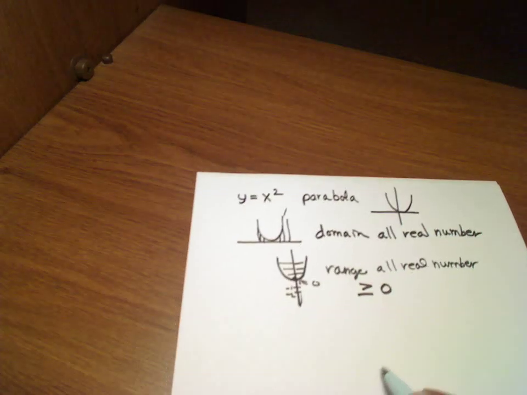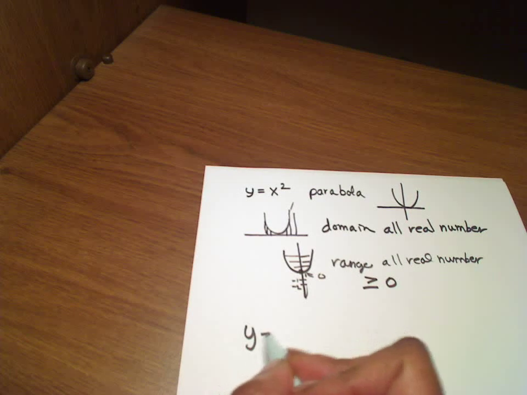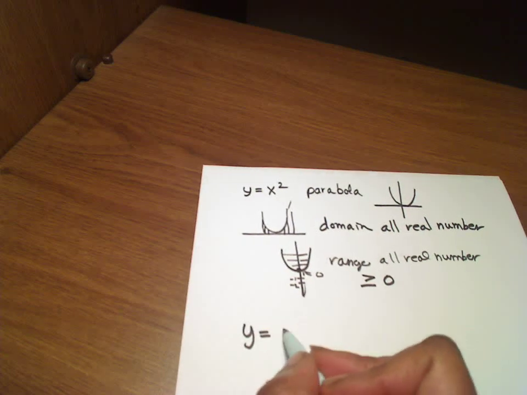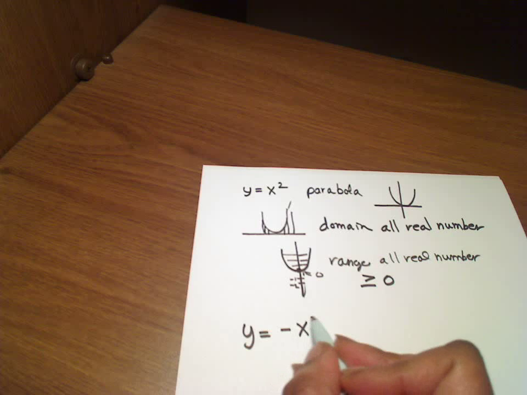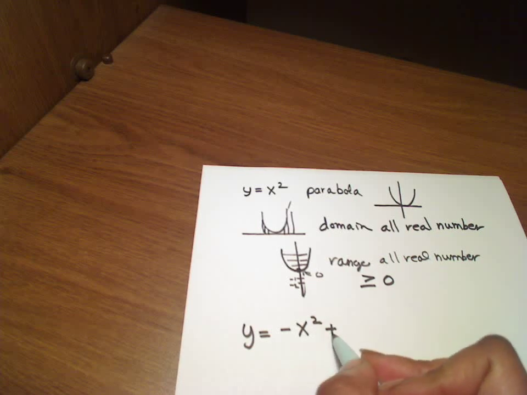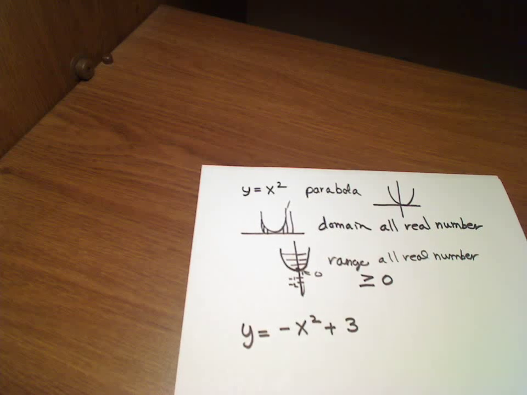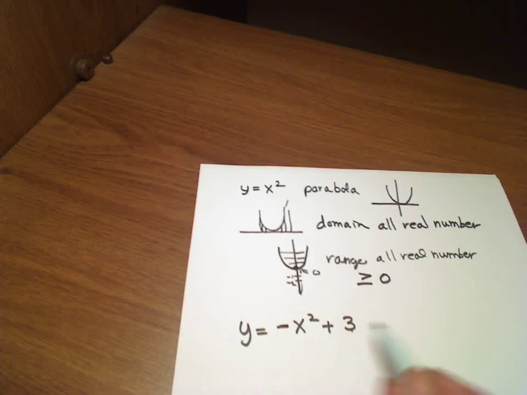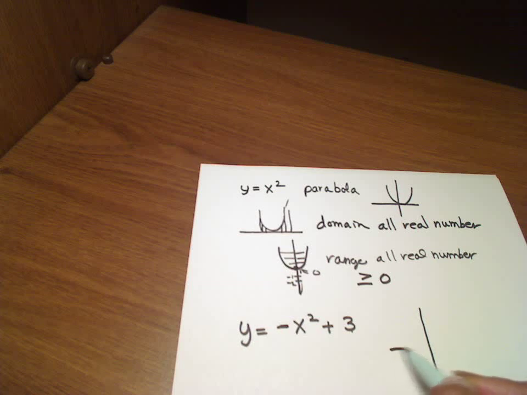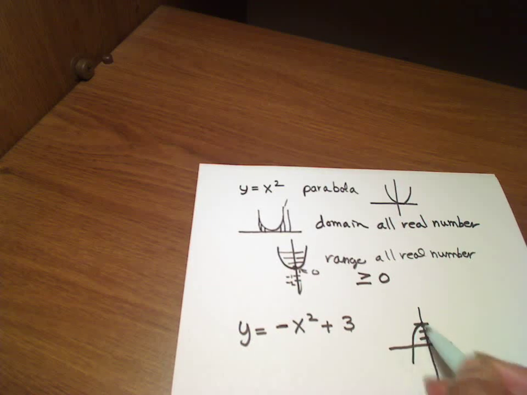Now let's take a look at another one. y is equal to, this time, a negative x squared, and let's do plus 3. First of all, when you have a negative in front of the x squared, your parabola is going to go upside down. And plus 3 is telling us where the vertex will be. So when I draw this, I'm going to go 1, 2, 3, but this time I'm going to go in a downward position.